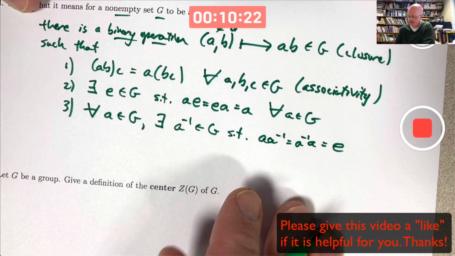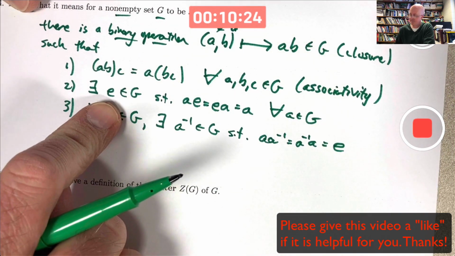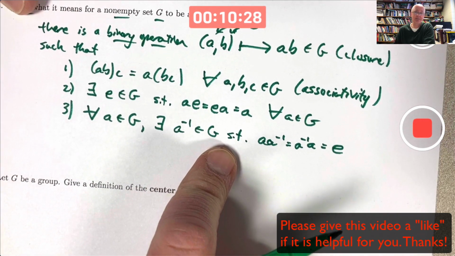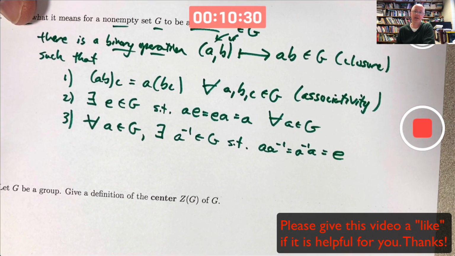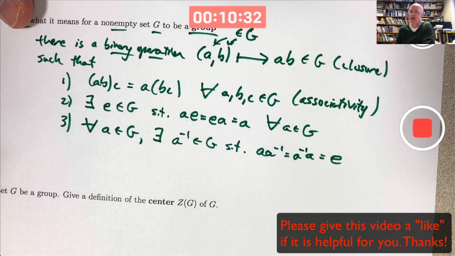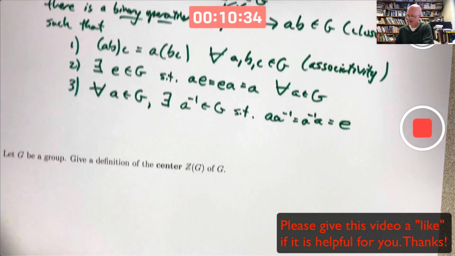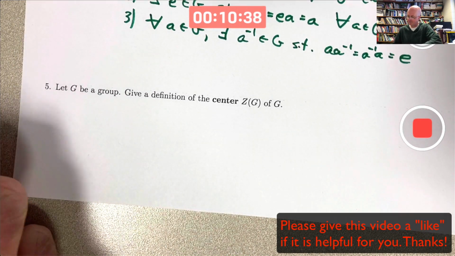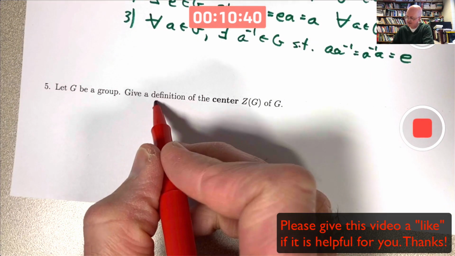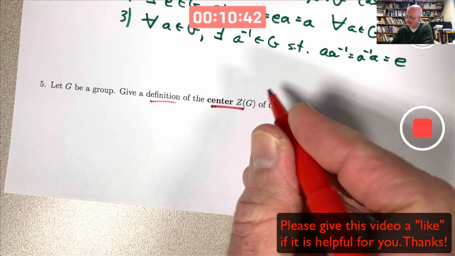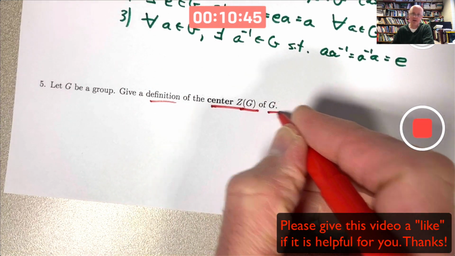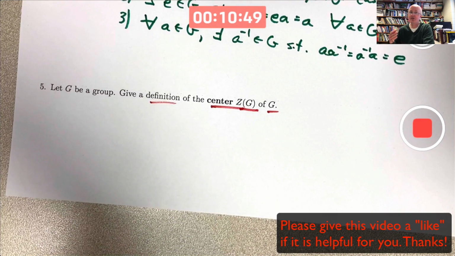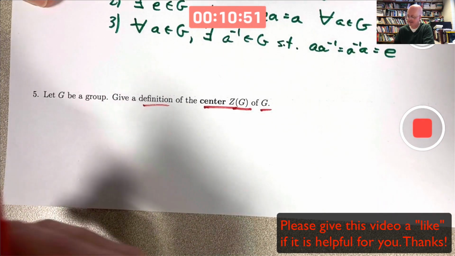You might wonder, is the identity element unique? And for a given element, is its inverse unique? The answer is yes, but it's not part of the definition. It would be an example of something that you should try to prove. Okay? Problem 5. Let G be a group. Give a definition of what's called the center Z of G. Again, something to just know, to have memorized.